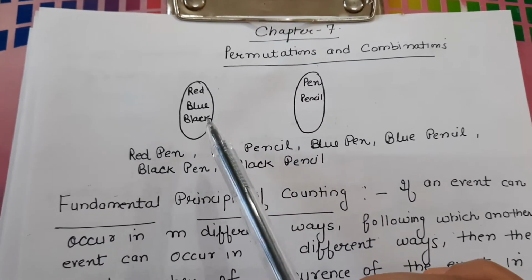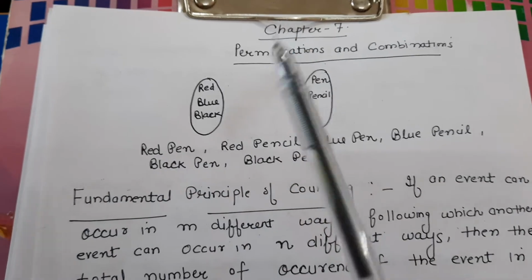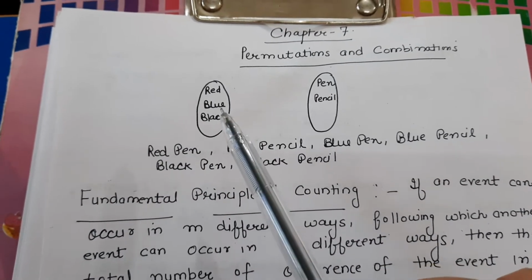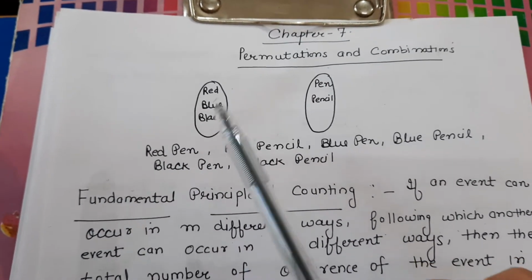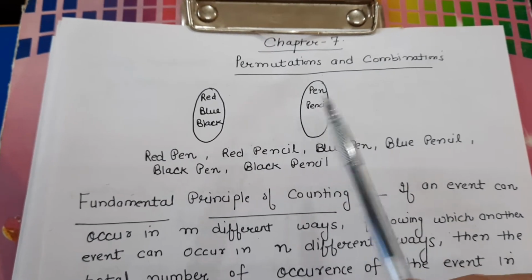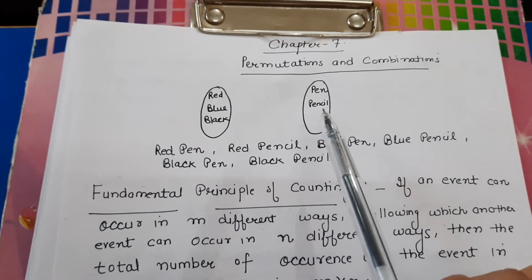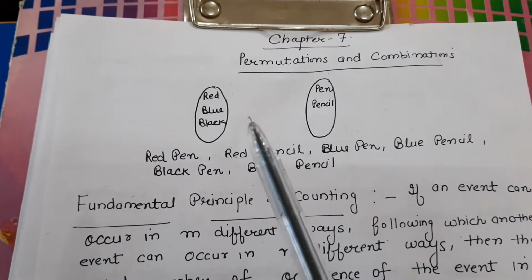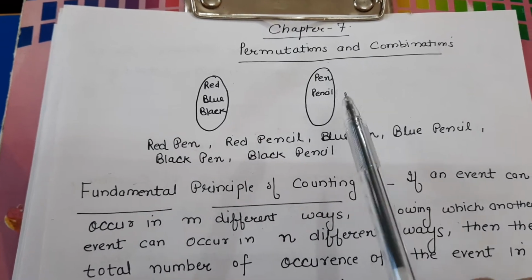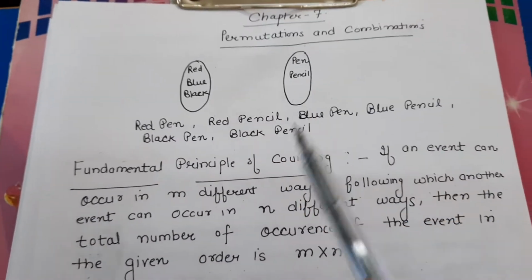Now this process can be reconsidered as, first we have chosen the color. Now we have three options available with us. That means color can be chosen in three ways. And items, we have a total of two items. That means items can be chosen in two different ways. So the total ways are 3 into 2, which is 6. This principle is known as the fundamental principle of counting.